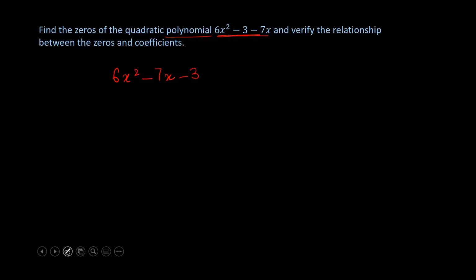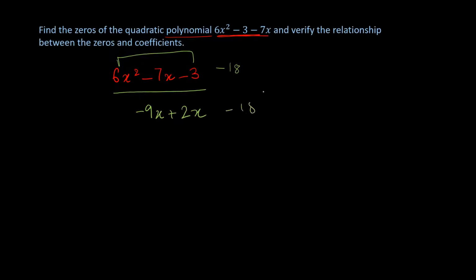Now to verify the relationship, first let's factorize this. We know 6 threes are 18. In this case we have minus 3, so that's minus 18. We split 7 as minus 9x and plus 2x, which will also give us minus 18.